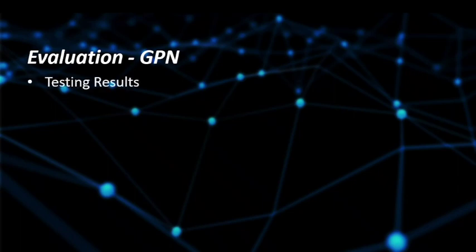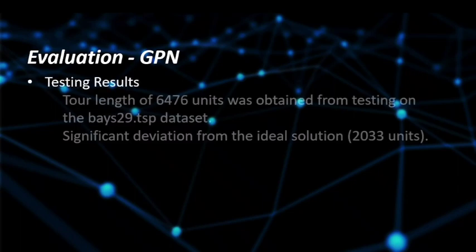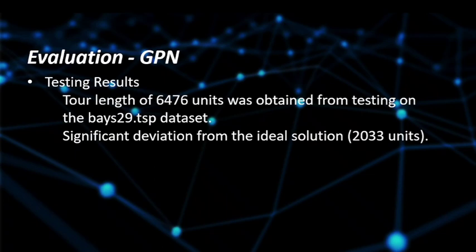Evaluation of the GPN model. Testing results. A tour length of 6476 units was obtained from testing on the base29.tsp dataset. This is significantly large compared to the ideal solution, which is 2033 units.